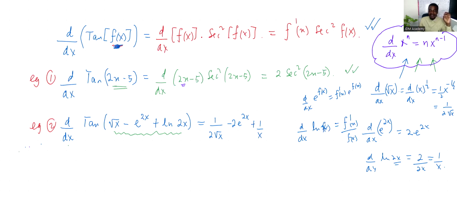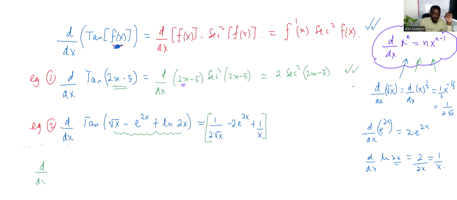Wow, this is very, very interesting. So let's take a closer look at the results that we have at hand. If we find the derivative of root x minus e to the power of 2x plus ln of 2x, straight away we get this result. Remember, I did step by step how we differentiated root x, how we differentiated e to the power of 2x, and how we differentiated ln of 2x. So yes, we get this result.